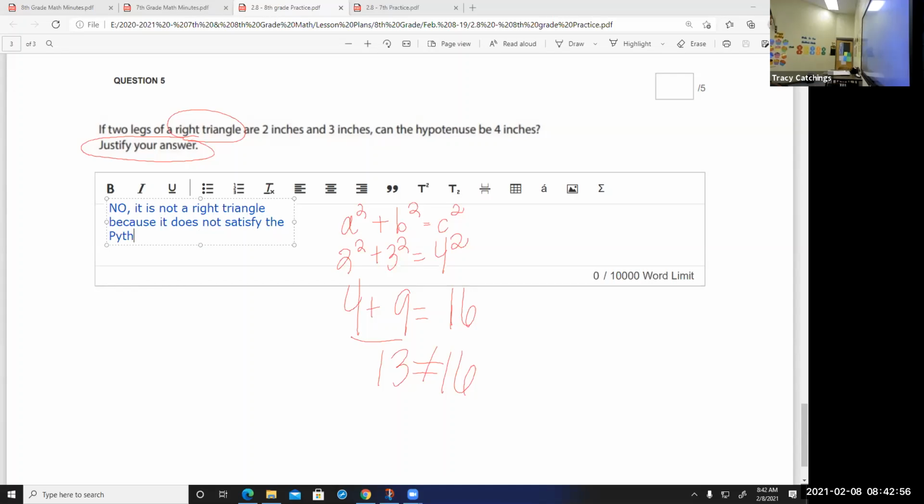We're gonna say satisfied, Lakeland. And as you move through algebra and geometry, you will understand why I use the term satisfied. But great explanation. No, it is not a right triangle because it does not satisfy the Pythagorean theorem. And then, of course, you can explain what you got in the Pythagorean theorem. 13 is not equal to 16 after I did 2 squared and 3 squared. Any questions about it?